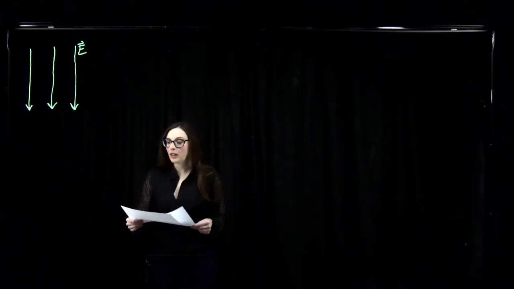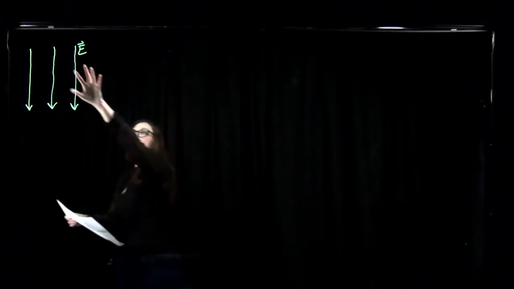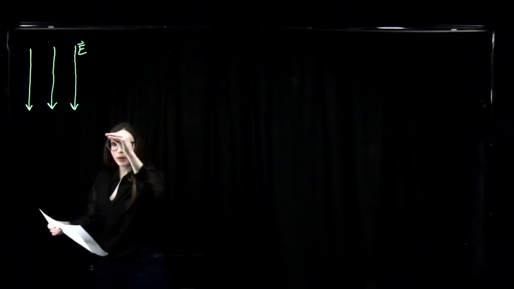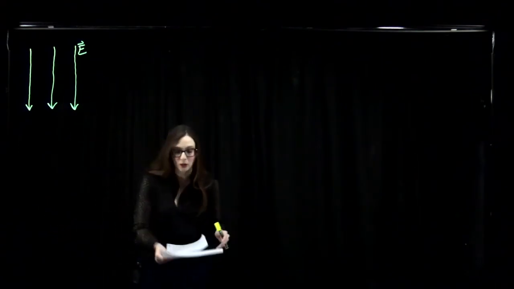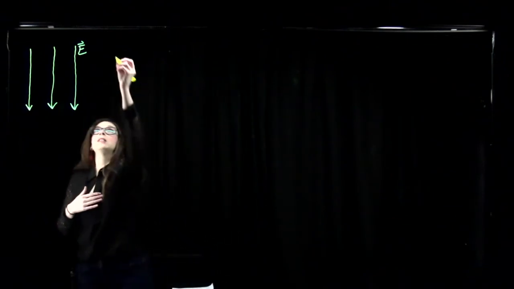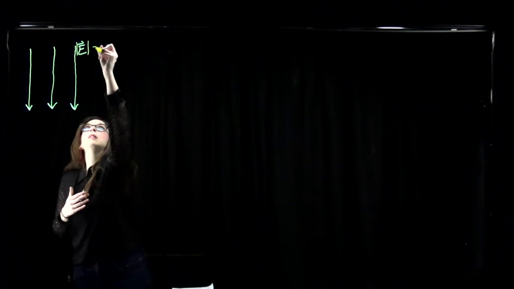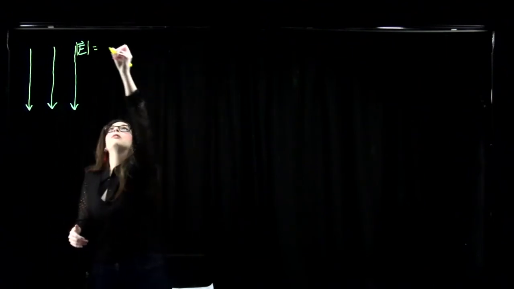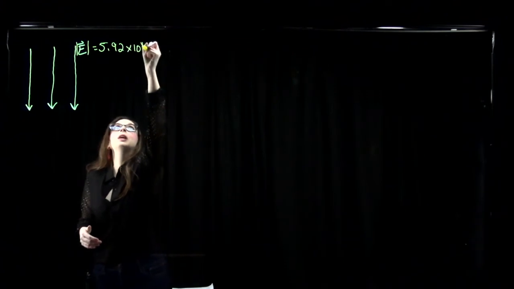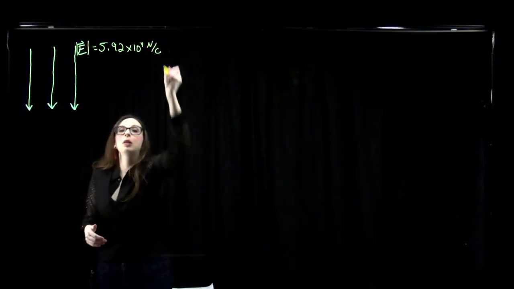So we have an electric field here. These are my electric field vectors, and they're pointing downward. So my electric field is in the negative y direction, and it has a magnitude of 5.92 times 10 to the 4 newtons per coulomb.